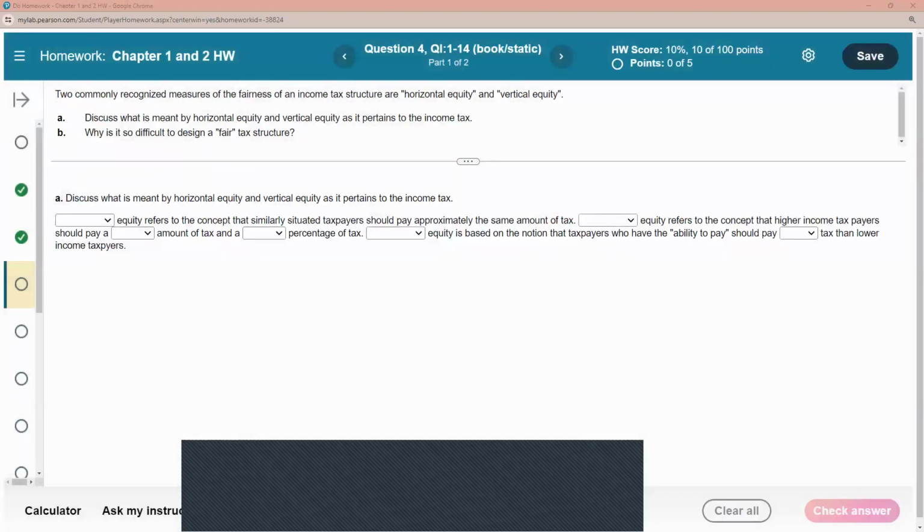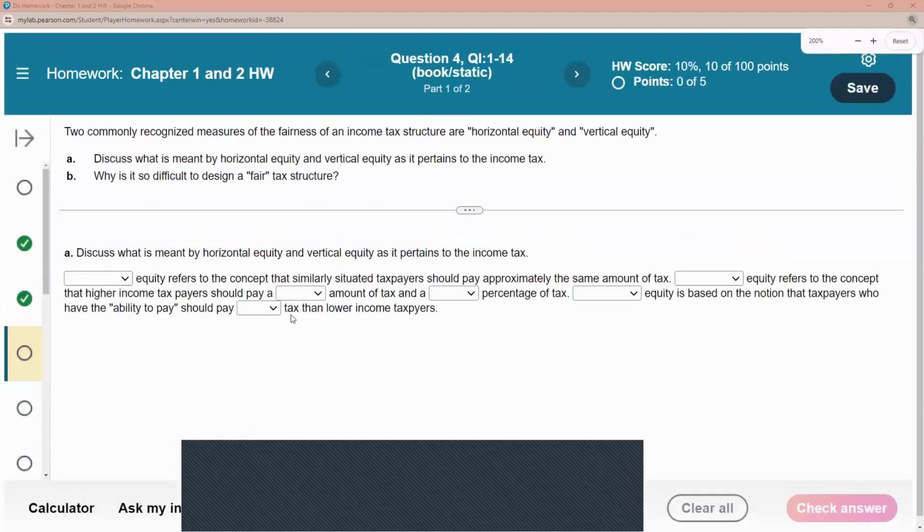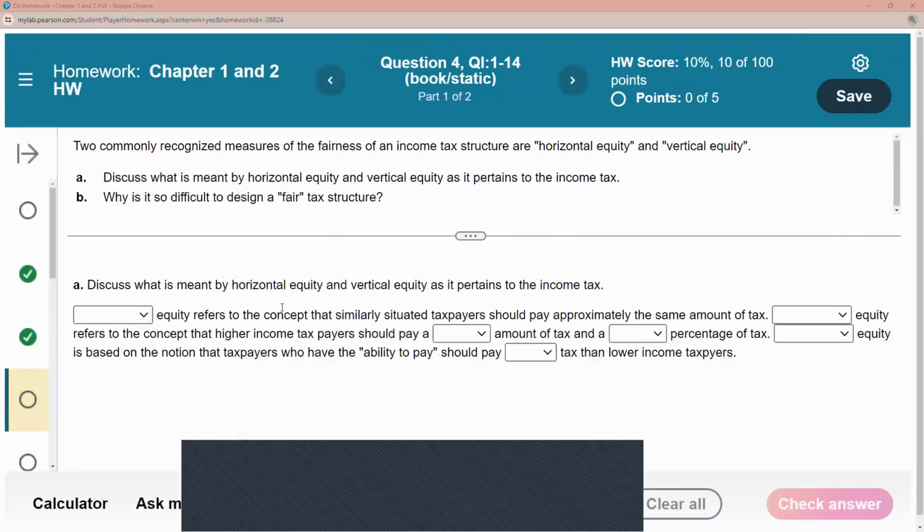All right, so this brings us to our next question. Here we see two commonly recognized measures of the fairness of an income tax structure are horizontal equity and vertical equity. So we discussed this not too long ago, right?